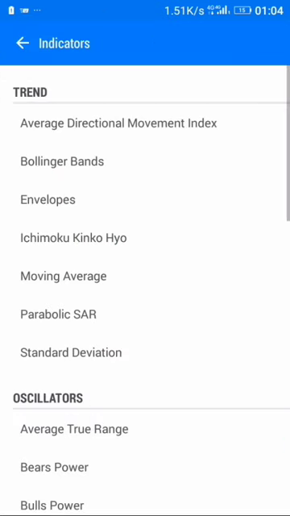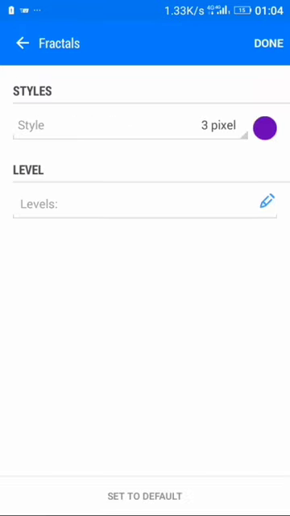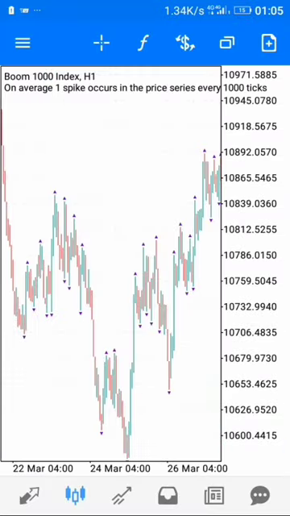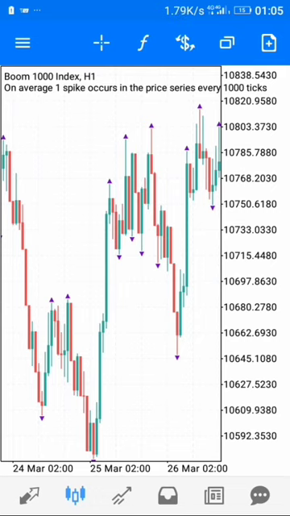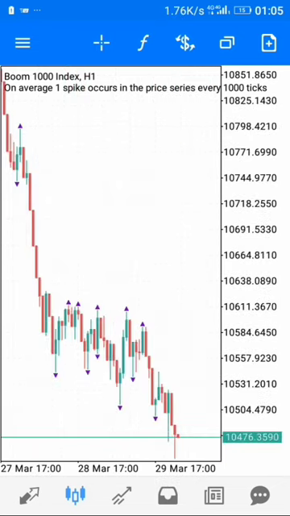Let's click the F icon and then you scroll down to Bill Williams where you have your fractals. I'm choosing 3 pixel and the color is purple. Let's see how it looks. Then you click done. Now remember I said the fractal basically picks the low points and high points. This is Boom 1000. Now you remember the Boom 1000, this was where we drew our trend line.